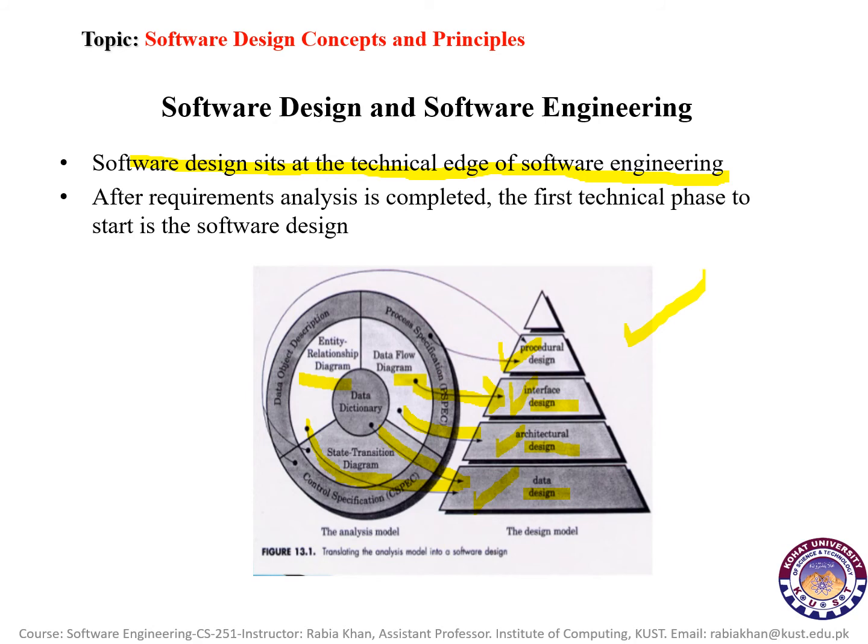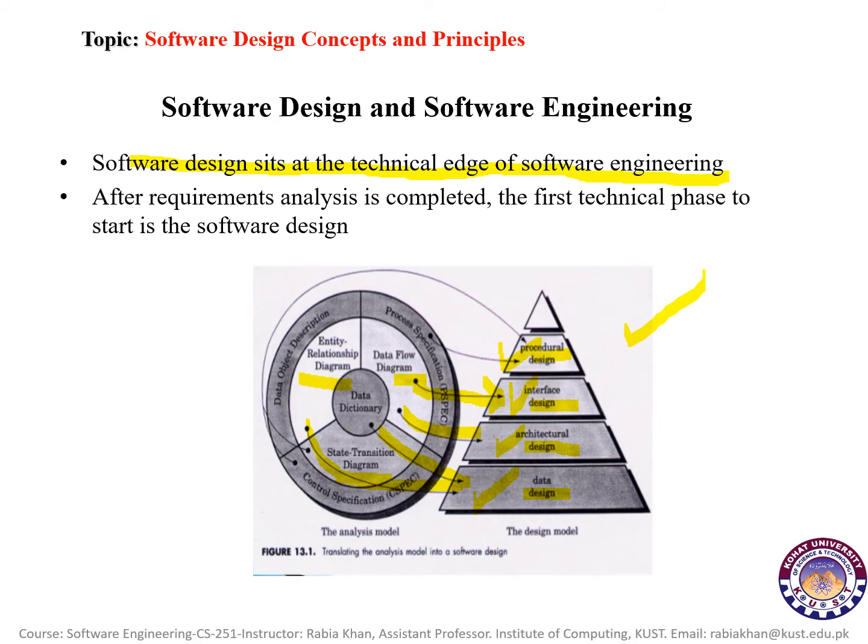The last subphase of design is the component level design. The component level design transforms the structural elements of the software architecture into the procedural description of the software components. That means different software functions or different units, different modules of the software will then be designed in this subphase.